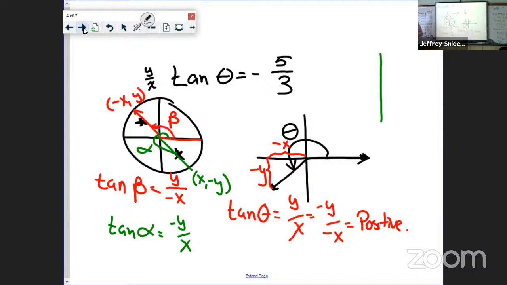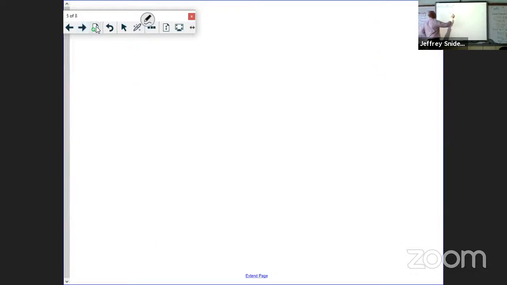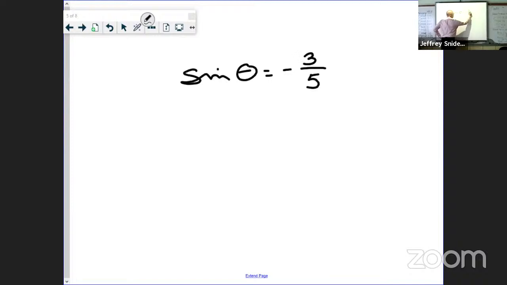So are you just looking where it would be positive if they were both negatives, like if the 5 and the 3 were negatives? Do you want me to stick with tangent or can I do a different one? It doesn't matter. Okay, here we go. Let's say I gave you this. First of all, what is the sine ratio defined as on the circle?